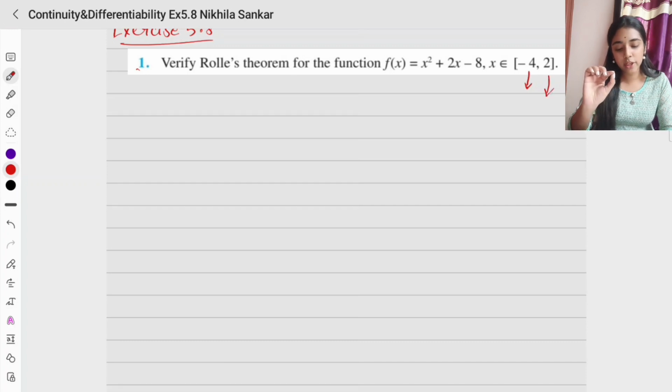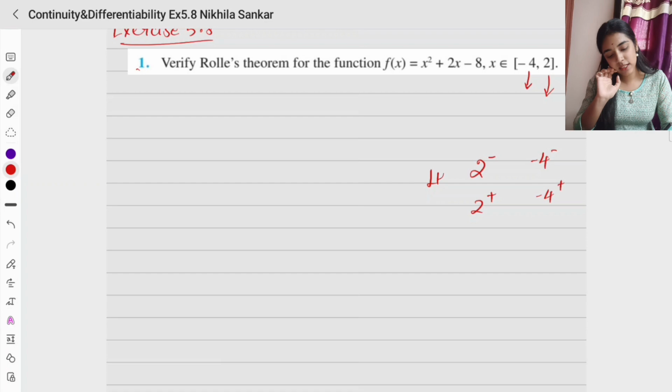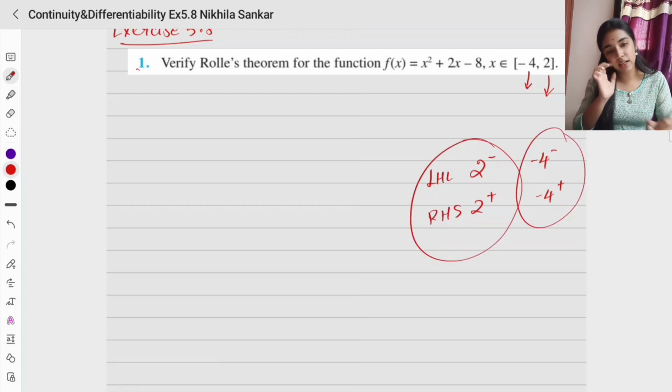Next you have to take the point 2. So 2 minus 2 plus, 2 minus 2 plus -4 minus -4 plus. இது left hand limit, இது right hand limit. So இதுக்கு தனியா கண்டுபிடிக்கணும், இதுக்கு தனியா கண்டுபிடிக்கணும். You have to see if these two are equal and if these two are equal. Okay, if they are equal they are continuous.